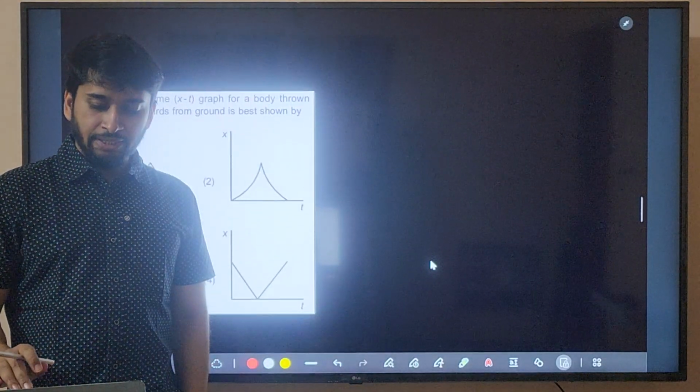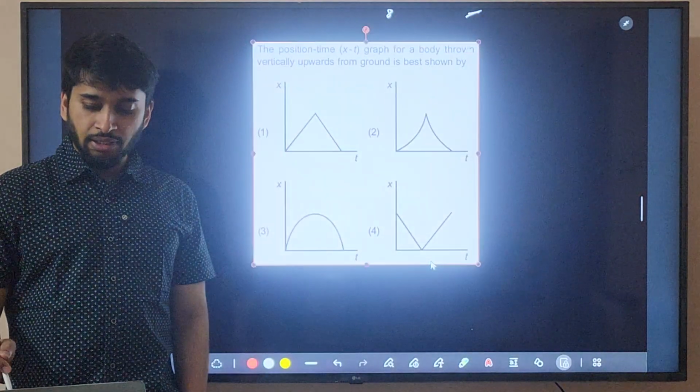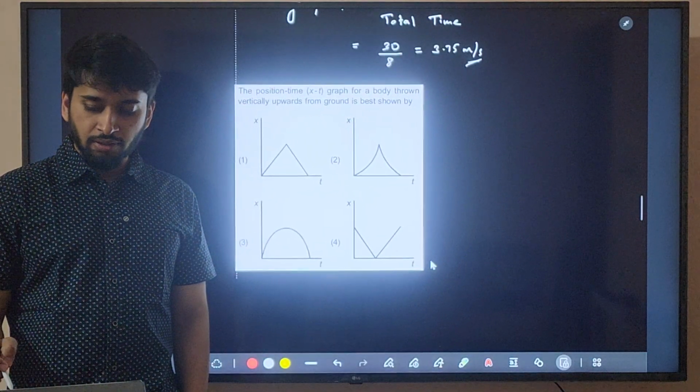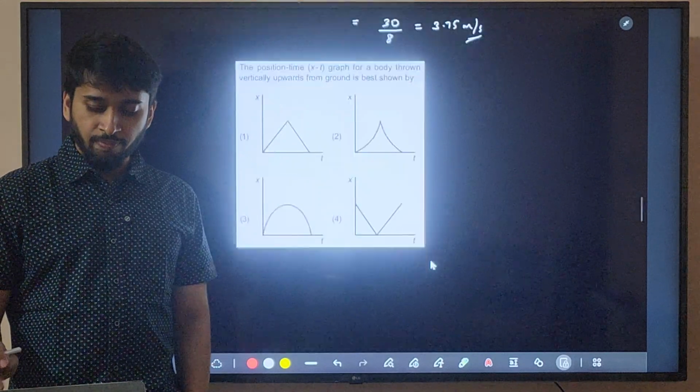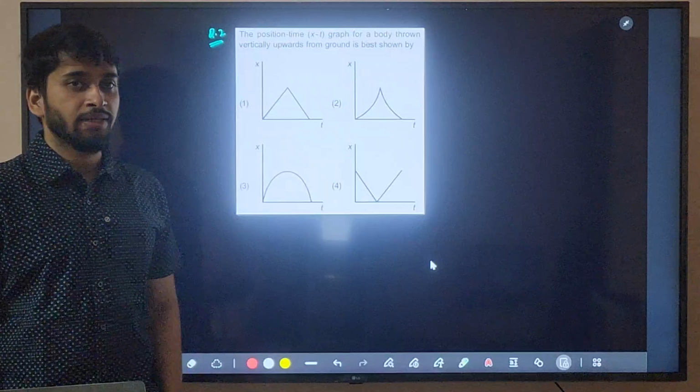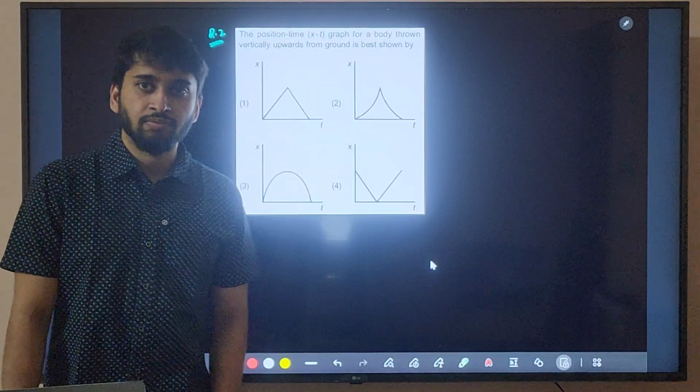Let us see this next question. Again, this is another very interesting question which we will try to solve. This is question number 2. Right? What does the question say?